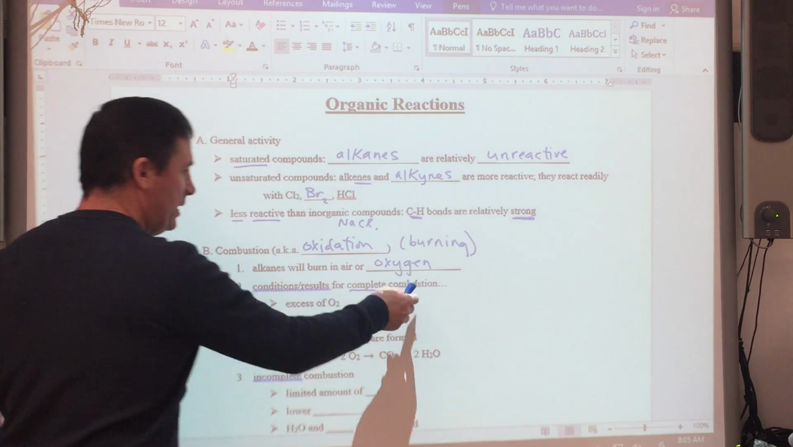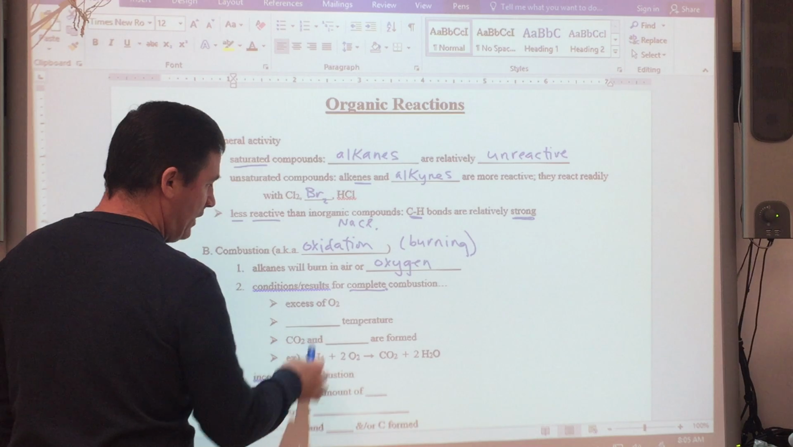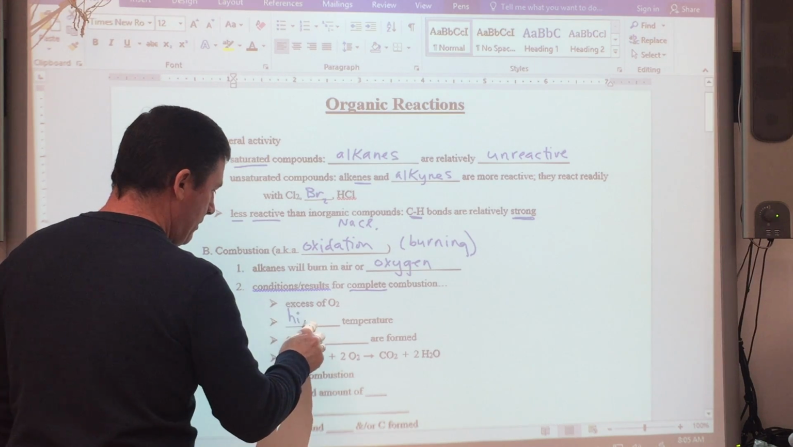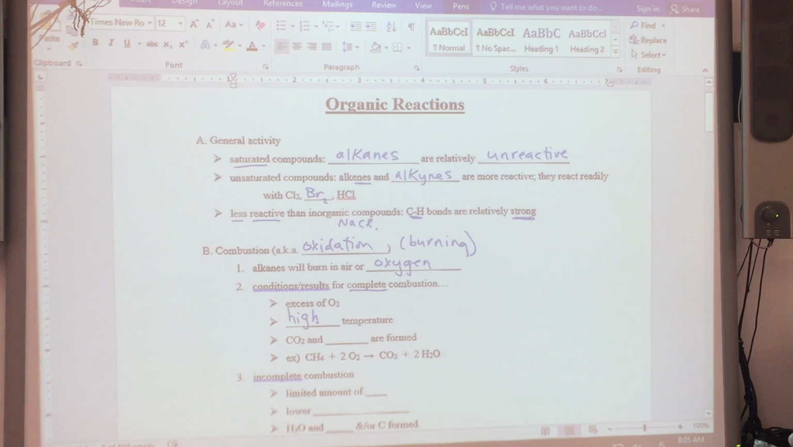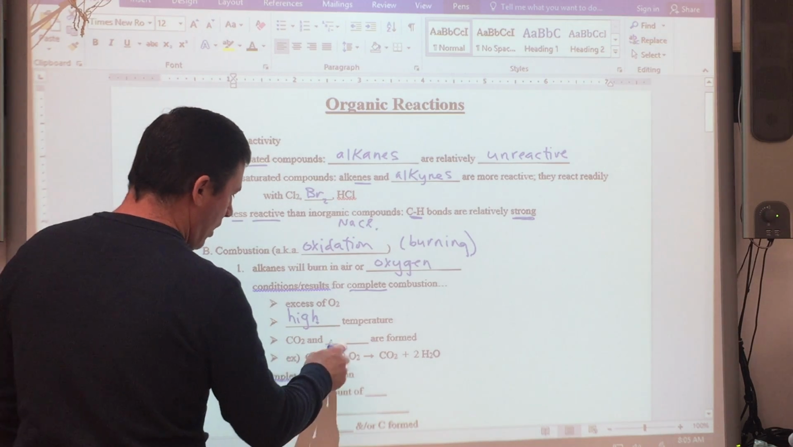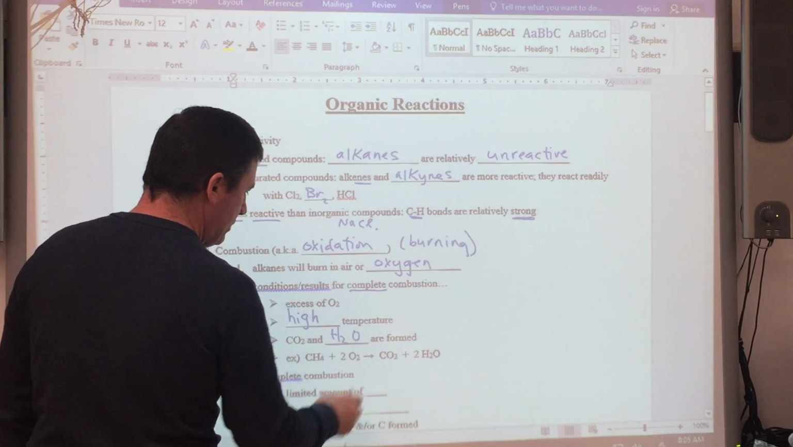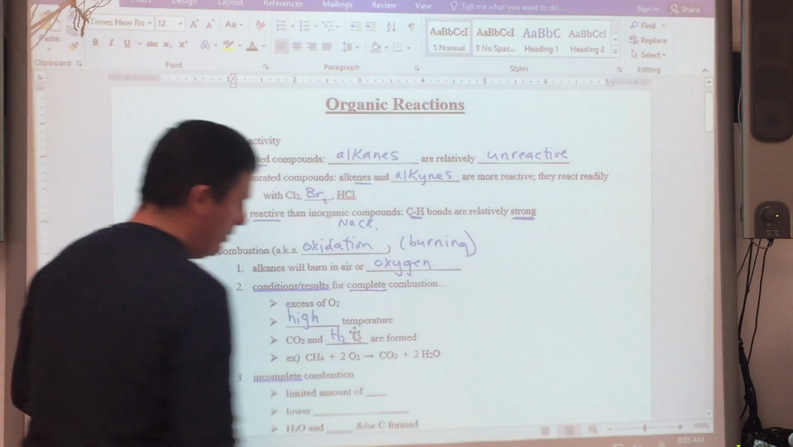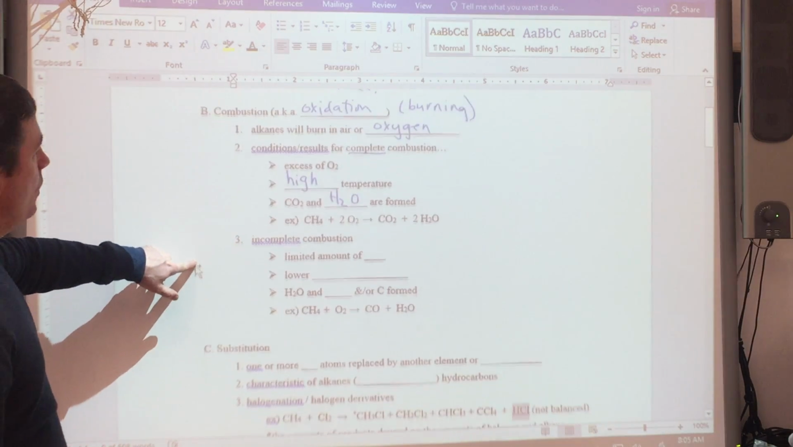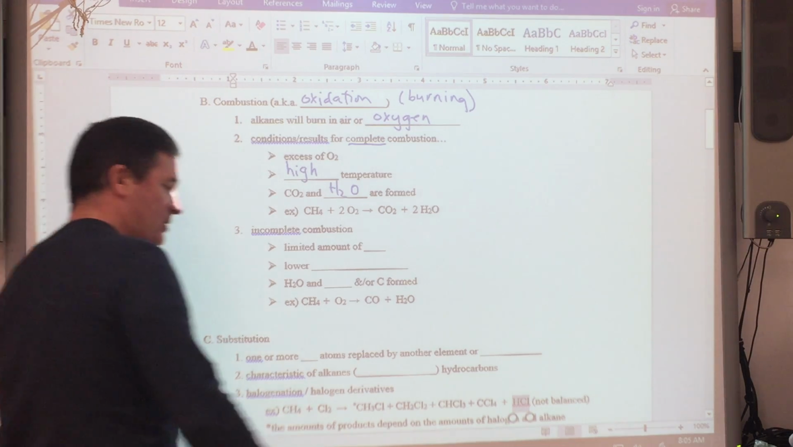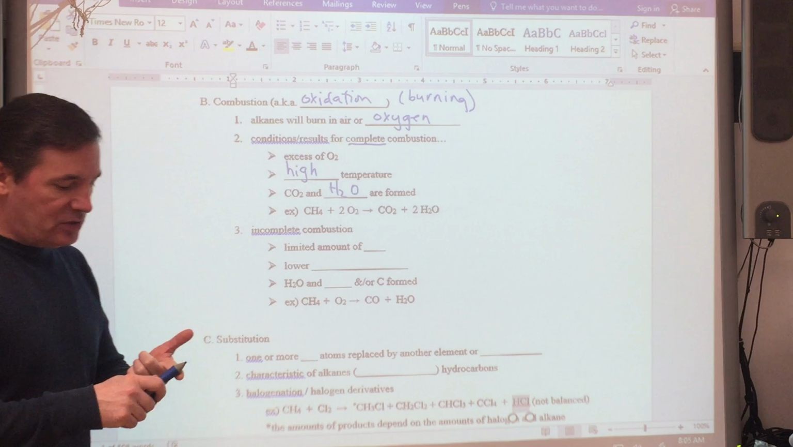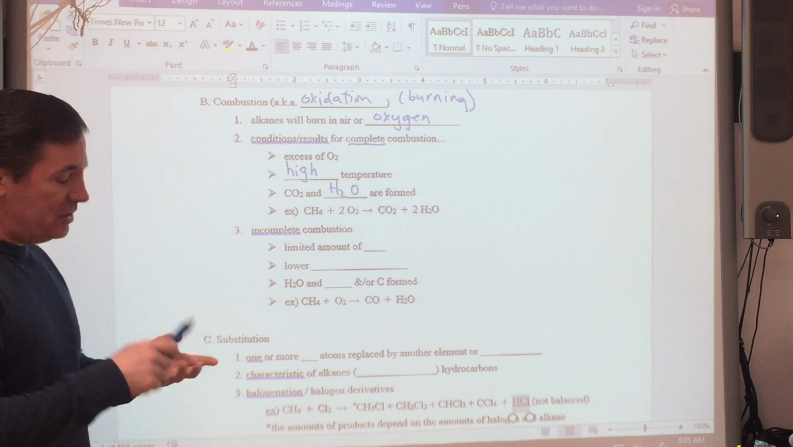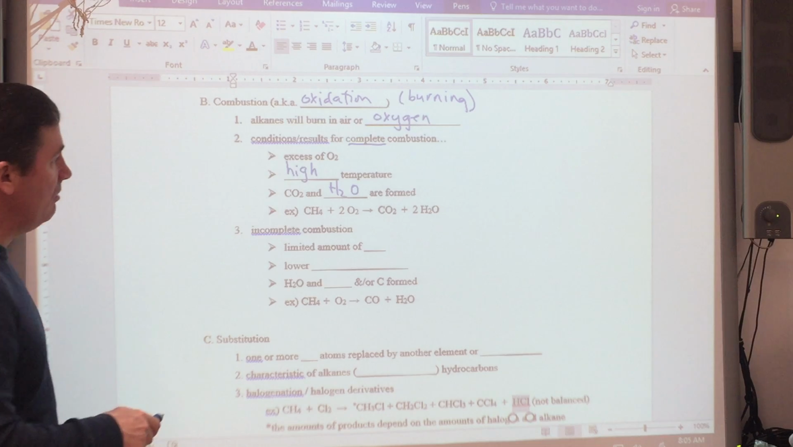So in order for complete combustion, we want excess oxygen. We should have a high temperature, and as a result, carbon dioxide and water are formed. And this is something that you should already recognize. Combustion was one of the 5 types of reactions that we learned about earlier in the year: single replacement, double replacement, combustion, synthesis, and decomposition.